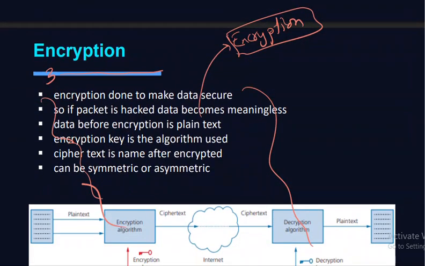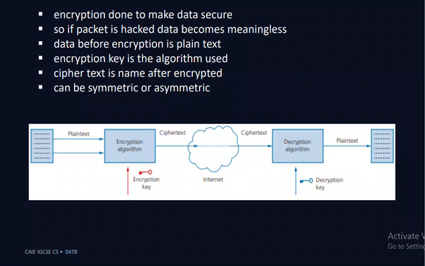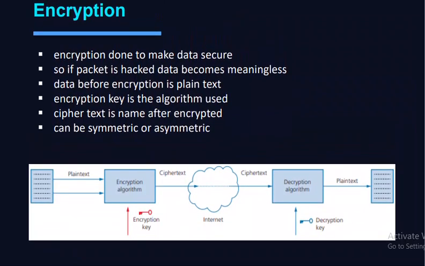And next we have encryption. In encryption, it is done to make the data secure. So this is the main point: encryption is done to make the data secure. In any voice calls or video calls, you find that there is always written this call is encrypted, this video call is encrypted. Because why? So that the data packet is not hacked by any user, and they will not find out what you are actually telling to that person.